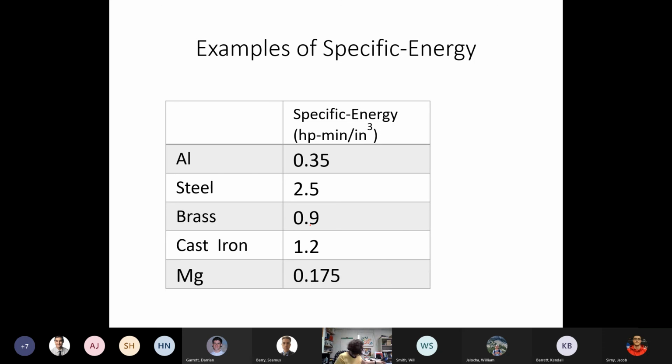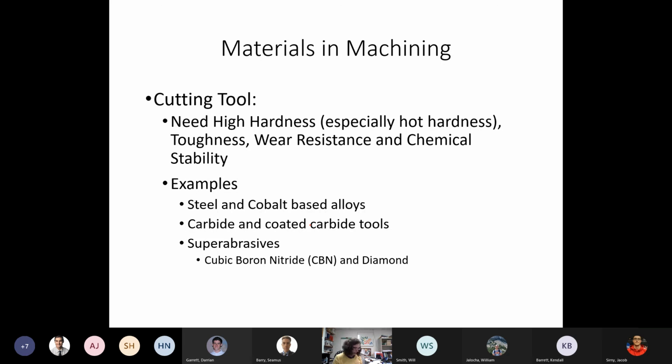Okay. So we'll probably finish off fairly soon here. We can talk about materials in machining. Again, let's talk about the cutting tool itself. We talked about the workpiece.